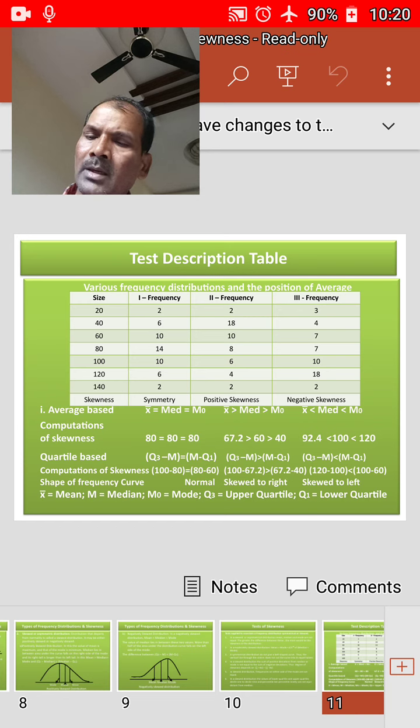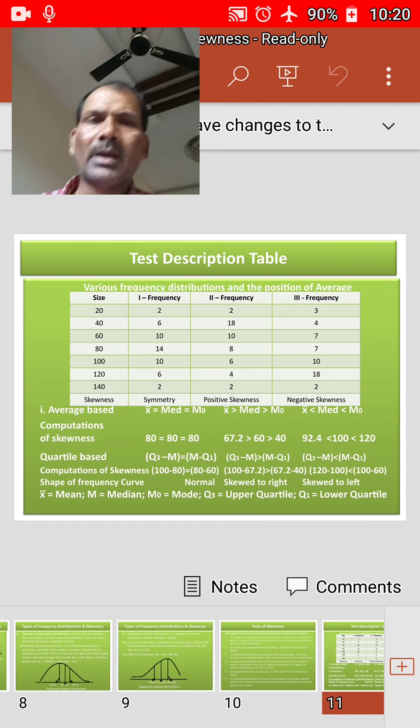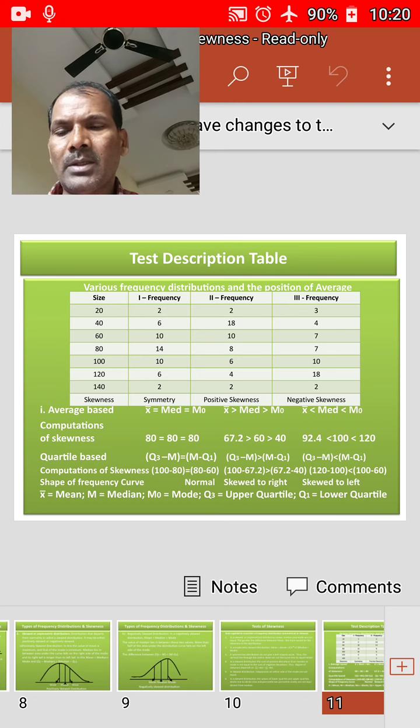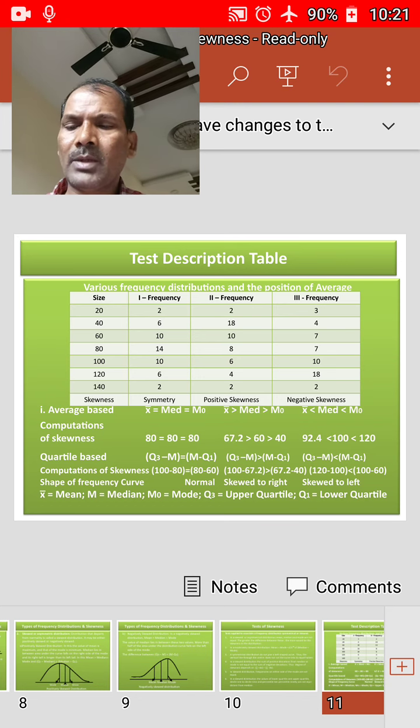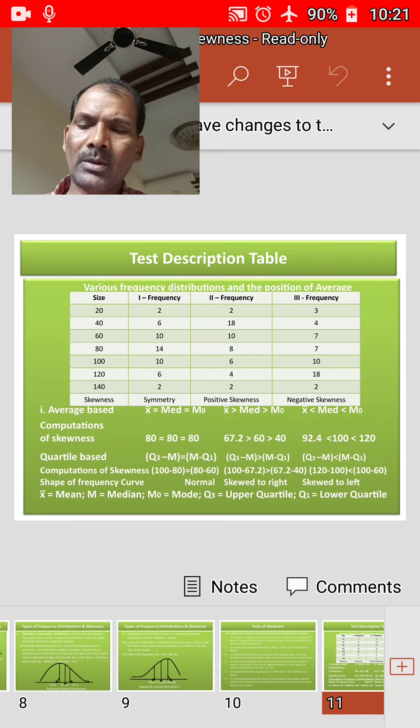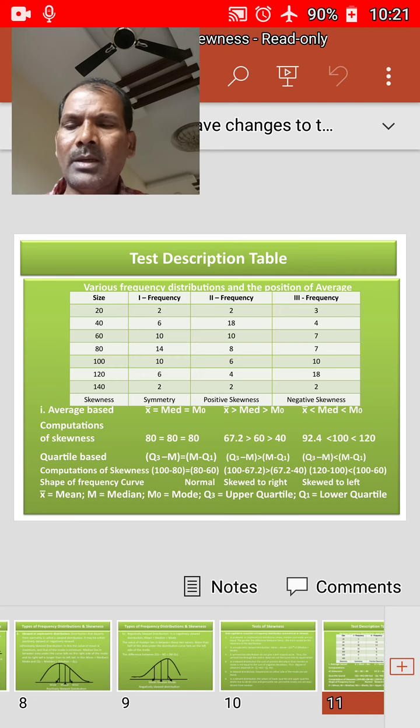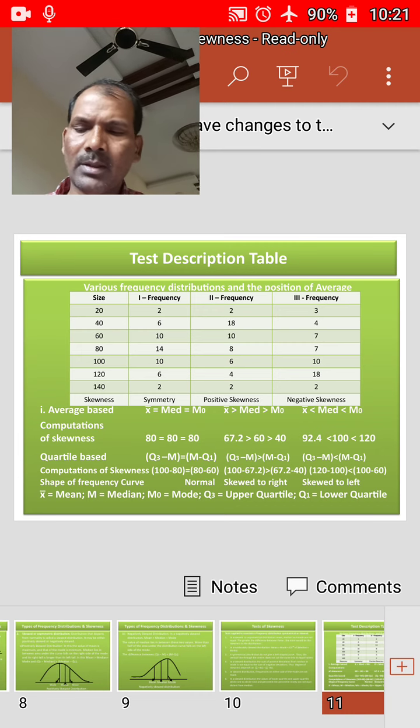And the shape of the frequency curve is, in case of first frequency curve, symmetrical, hence it is normal. Whereas in the case of the second, positively skewed, that is skewed to the right. Whereas in the third frequency distribution, skewed to the left. Note, we will come to a conclusion that x bar is equal to mean. MED means median, M0 means mode, Q3 is nothing but upper quartile, Q1 is nothing but lower quartile, right?